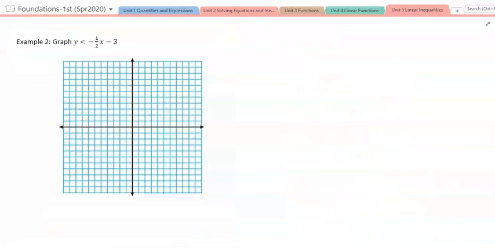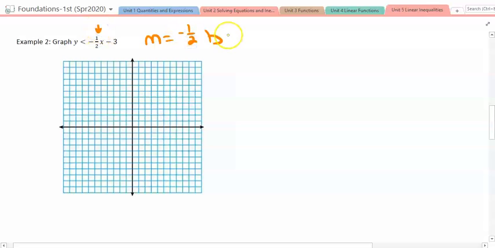Let's look at example number 2 here. So again, this is in slope-intercept form, y less than -1/2 x minus 3. So let's identify our slope and identify our y-intercept. What is the slope of this inequality? Remember, that is the number attached to the x in slope-intercept form. So that would be the -1/2. What is my y-intercept? Well, my y-intercept is the -3.